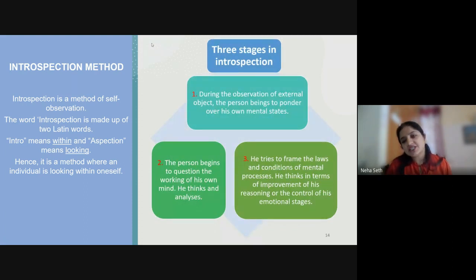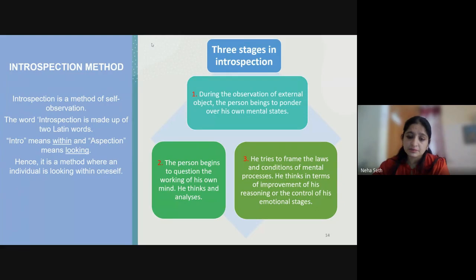Now, there are three stages of the introspection method, which says that during observation of external objects, the person begins to ponder over his own mental states. I'm thinking about myself continuously. Why am I getting angry, why am I behaving so? If the situation were like that, would I behave in a similar fashion? If the things fall in place, will I react like I reacted this time? So I need to observe myself. When I'm observing myself, I'm following the introspection method.